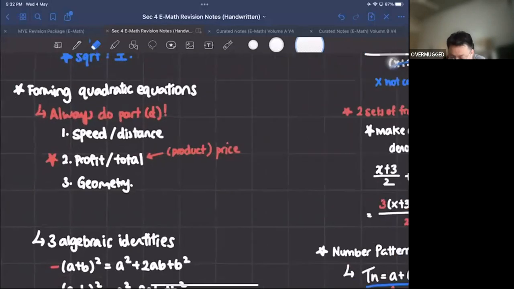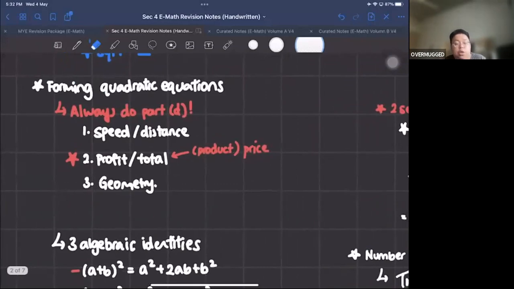Now, in this kind of topic, there is a specific question type, which is the profit and total one. Be careful. Whenever questions are asking you for the profit, it's always, for example, whatever you have earned minus your expenditure. If you're looking for the total, it's your quantity multiplied by the price.